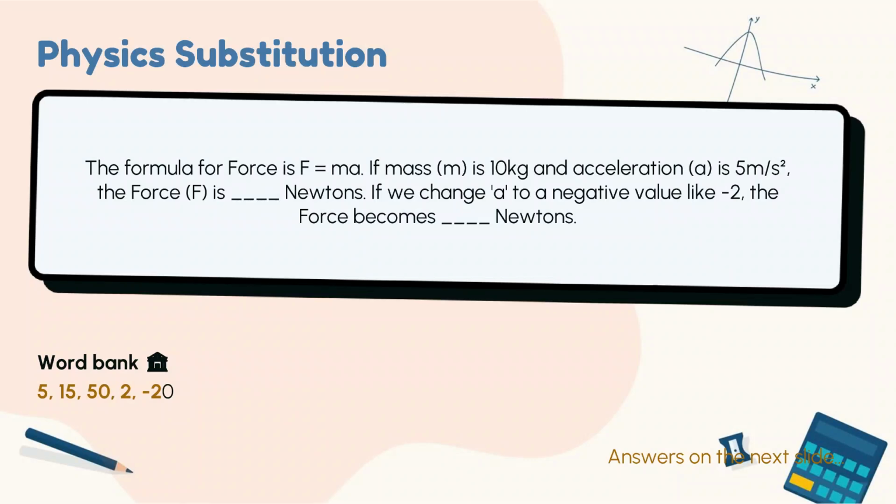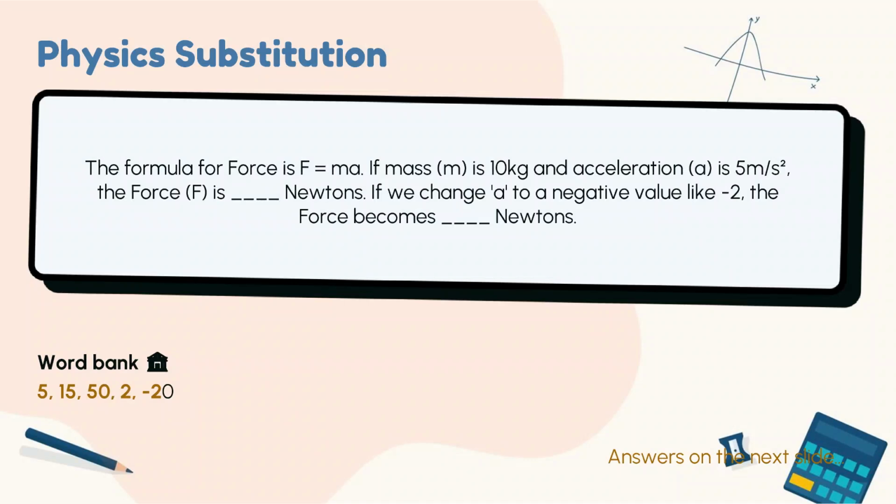Now, let's try substitution in a physics formula. The formula for force is F equals ma. That means force equals mass times acceleration. If the mass is 10 kilograms and the acceleration is 5 meters per second squared, then F equals 10 times 5. So, the force is 50 newtons.